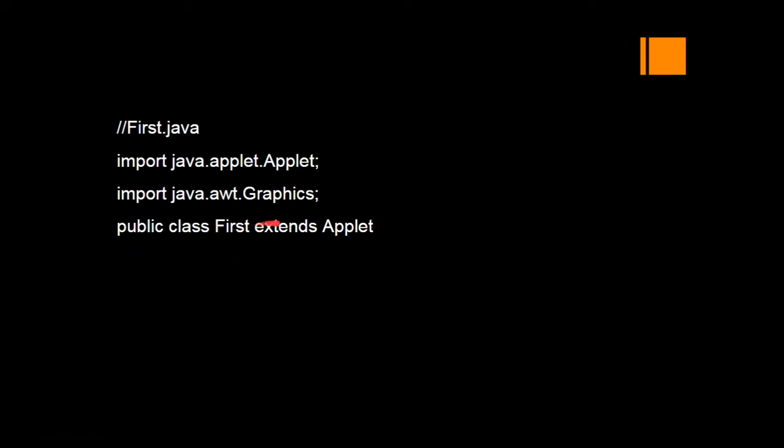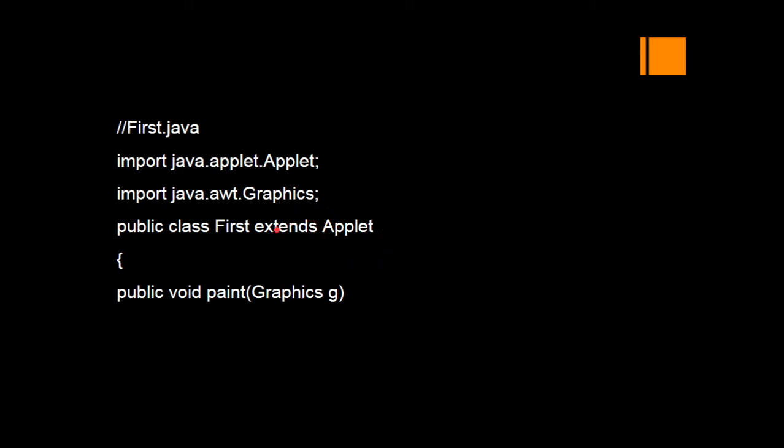Public class First extends Applet. Normally we always start with public class and the class name, then we go with public static void main. But here we have a special keyword called extends. Extends is the keyword that is used for inheritance. That means we are inheriting the properties from another class. Here the class First is a subclass which is created from the Applet class. So the Applet class is the parent class.